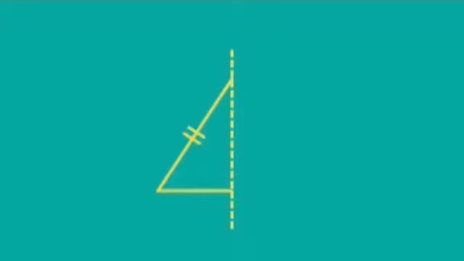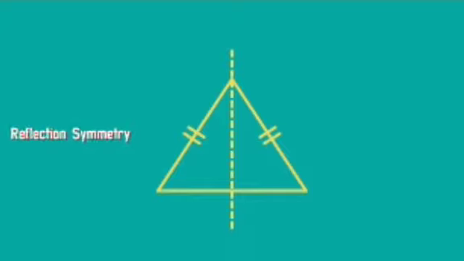If we flip one part over the other part, then the first part will completely overlap the second. Therefore, we can say that this triangle is symmetrical. The symmetry is called reflection symmetry. Do you know why it is called so?